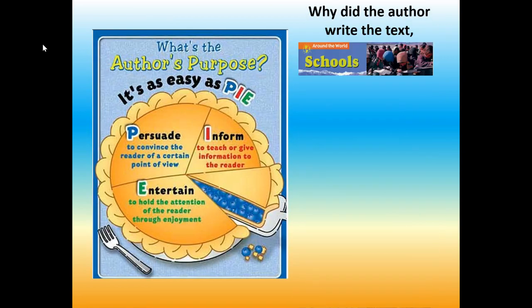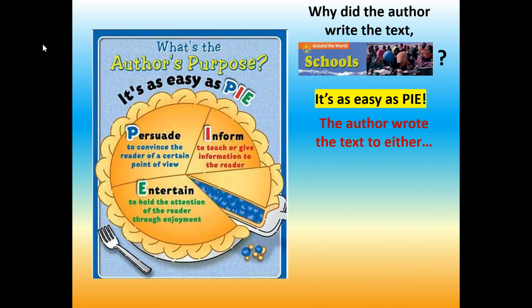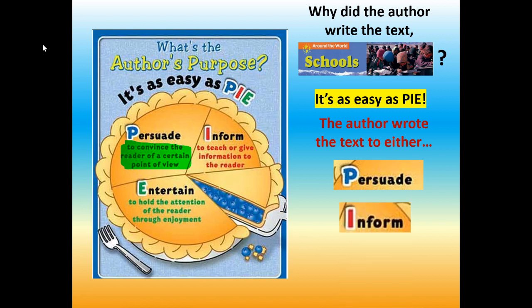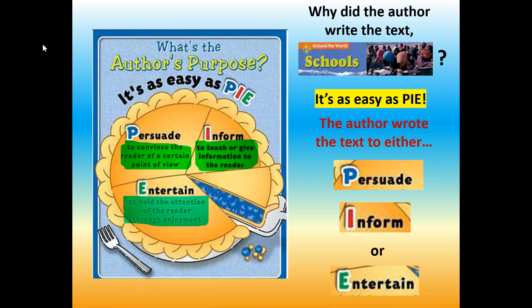Why did the author write the text schools around the world? Well, it's as easy as pie. The author wrote the text to either persuade, and persuade is the P in pie. Persuade means to convince the reader of a certain point of view, maybe saying a certain school is the best. Or why did the author write the text? To I, inform, and inform means to teach or give information to the reader. Or entertain, E. E stands for entertain. Did the author write the text to entertain or hold the reader's attention through enjoyment by writing a silly story about a school?